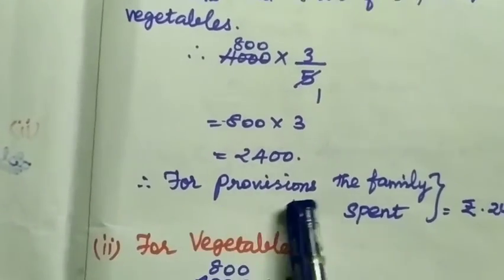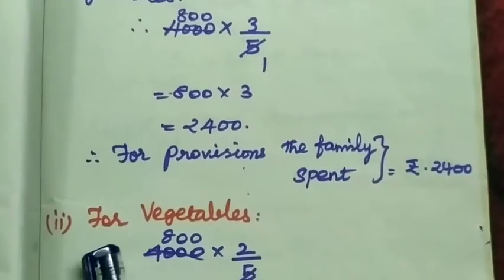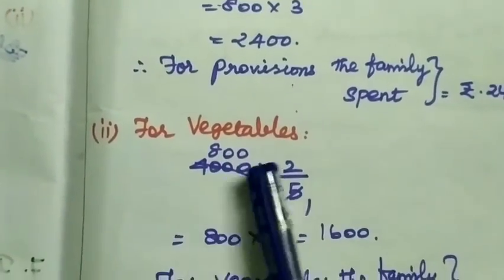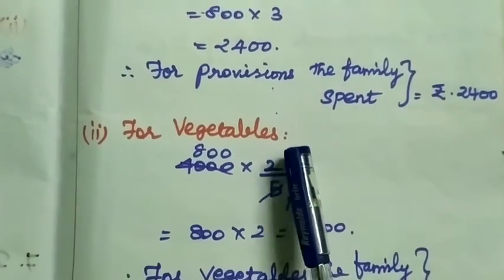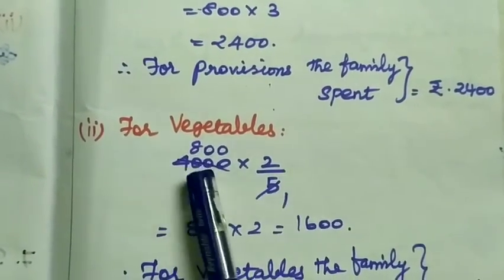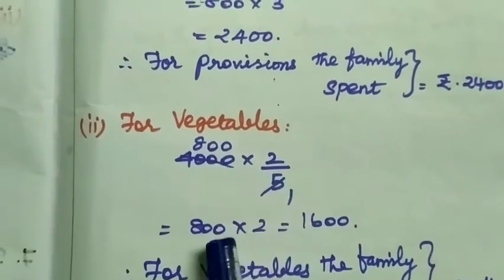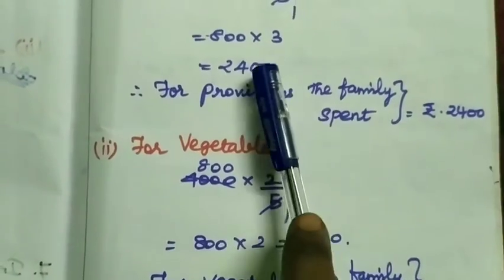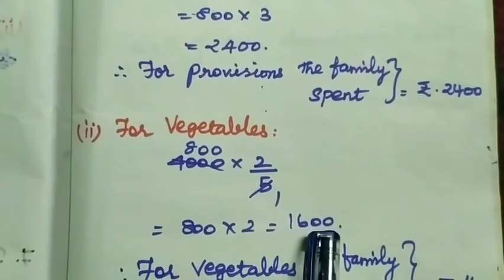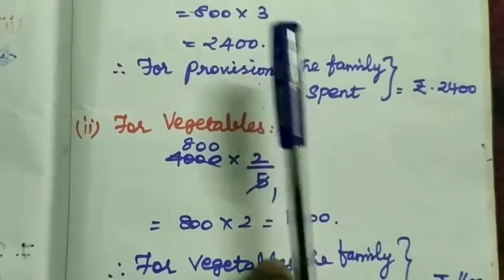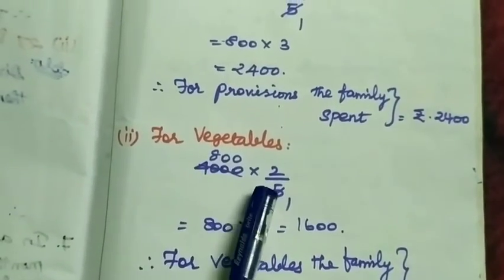So the family spent rupees 2,400 for provisions. And for vegetables, 4,000 into 2 parts. 2 by 5 we take, 1 5 is 5, and the same 800 into 5 gives 4,000. So 800 into 2 gives the answer 1,600. Therefore for provisions they spent 2,400, for vegetables they spent 1,600. Totally we get 4,000. Can you understand this question also?